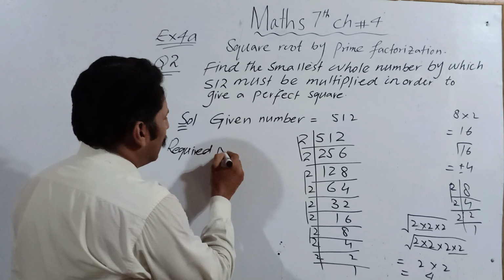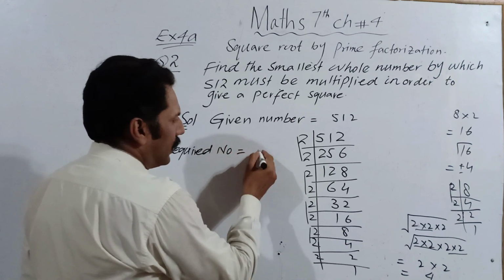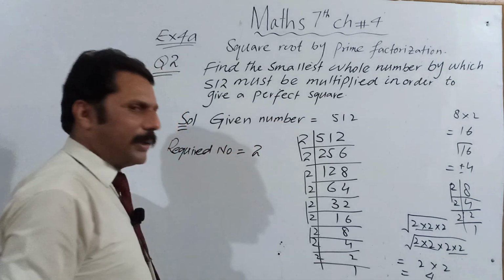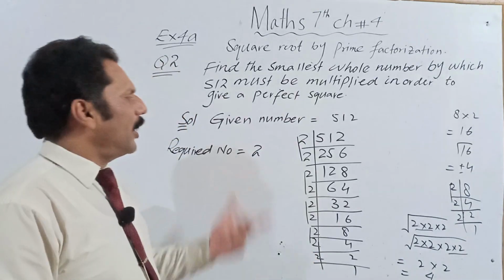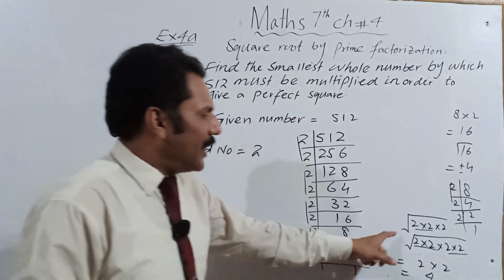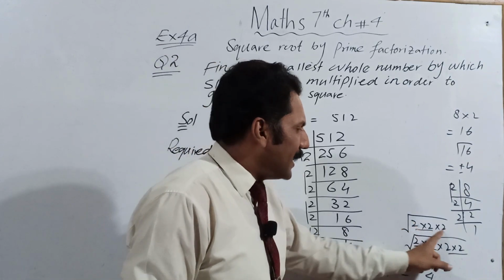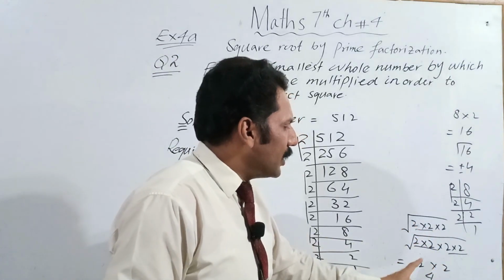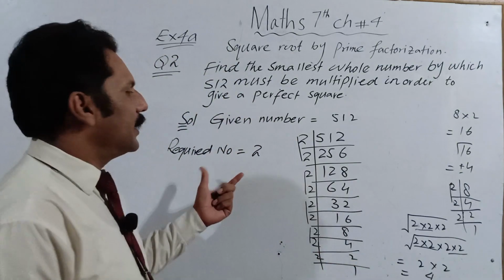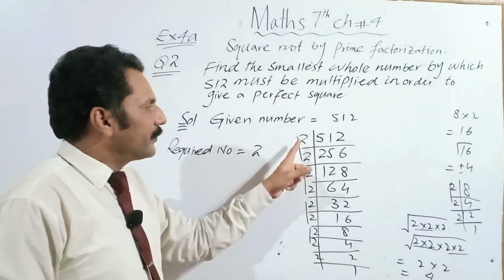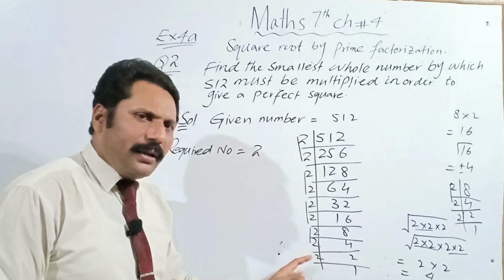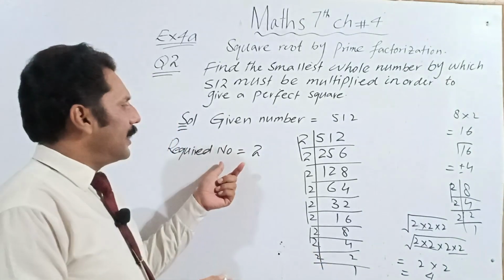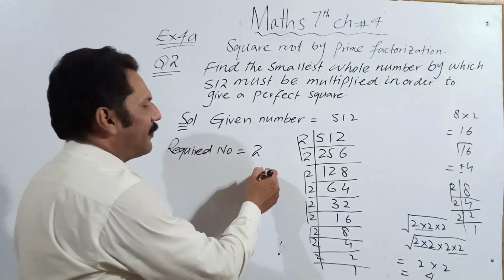Required number is 2, because we cannot find the pair of 2. You can write it as I have already written it, if there is no pair in this. Similarly you can write this number also. But the concept is this: if there is no pair of any number, then you should write it as the answer. So that is our required number.